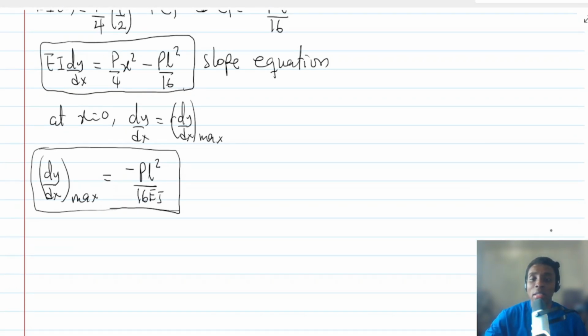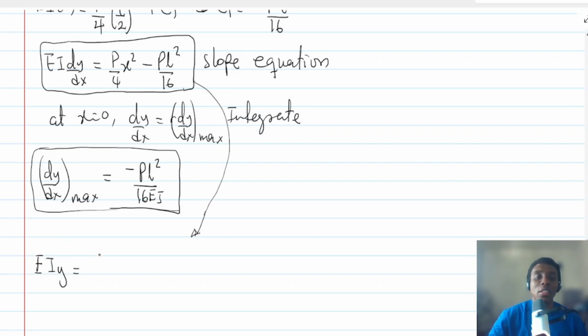Okay, so that is it for this one. Now let's try and get the deflection. If I want to get the deflection, I will take the slope equation and I will integrate. If I integrate this slope equation, I'm going to get deflection. So let's do that. So EIy, which is deflection, will be P over 4. Then I integrate x squared.